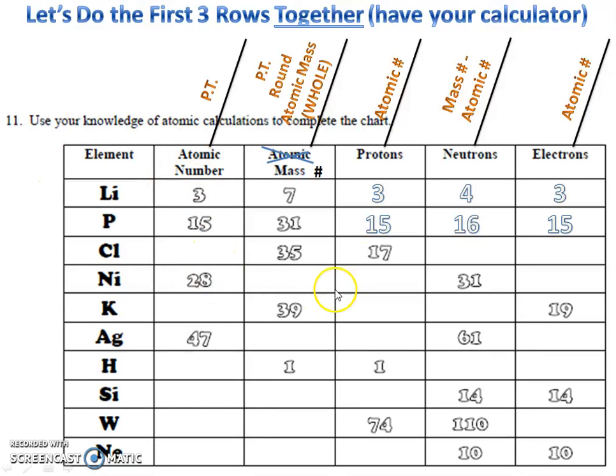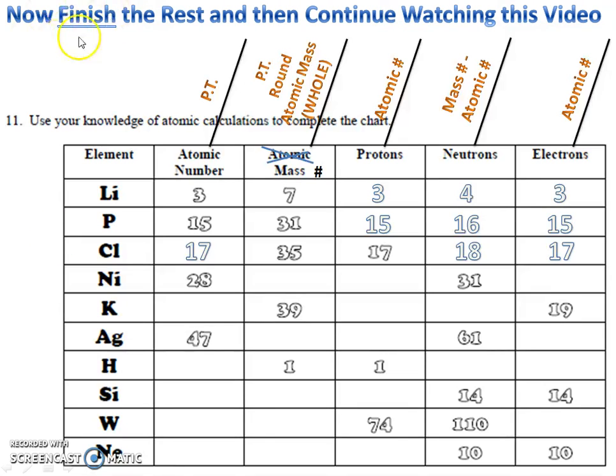So in this case, the atomic number, the number of protons, and the number of electrons. Remember, those 3 columns will always have the same number. So chlorine, even without the calculator, you can figure out the atomic number. You don't even have to look at the periodic table because it gives you the number of protons. So since the number of protons is 17, so is that atomic number. So the neutrons you're subtracting, and the electrons is 17. So now you're going to finish the rest, and yes, we will be checking this for correctness. So pause the video, finish the chart, and then continue playing the video.